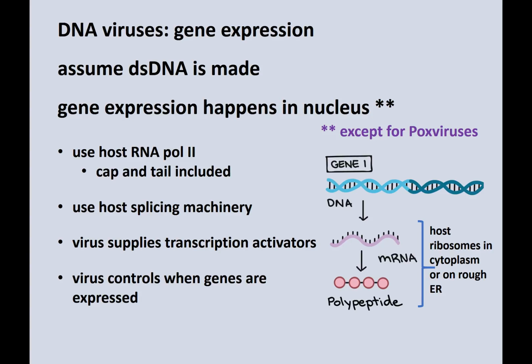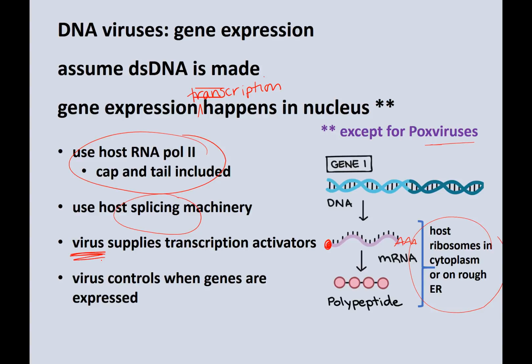So for DNA viruses, it's pretty straightforward. We're going to assume the double-stranded DNA is made. We've talked about that in a different lecture. Gene expression, the transcription, I should say, happens in the nucleus, just like with eukaryotic cells. I'll show you poxviruses, they're an exception. The DNA viruses are going to use the host RNA pol 2, so that means they're already going to get a cap and a tail put on so that the host ribosome can recognize them just fine. They may use splicing.